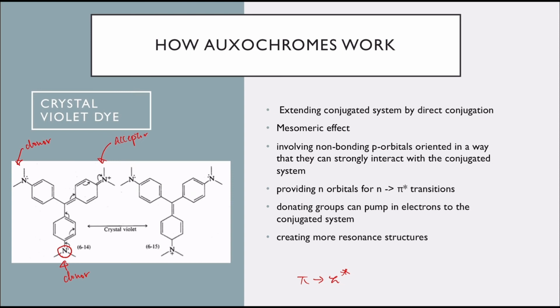And resonance and mesomeric effect are basically the same thing, as they're both used to describe the delocalization of pi electrons in the conjugated system. And the more resonance structures, the stronger the mesomeric effect, which stabilizes the molecule and leads to a smaller HOMO-LUMO gap. And hence the absorption of light will shift to a longer wavelength.